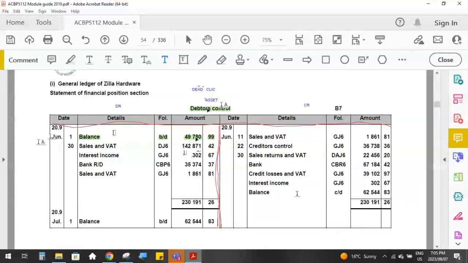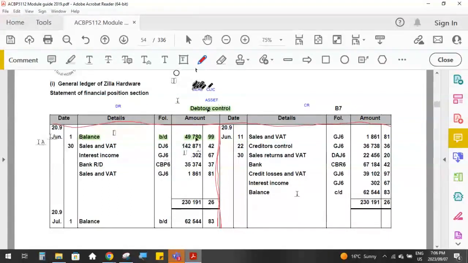So debtors control, you have to be able to identify that debtors control is an asset so that you can then correctly use your DEAD CLIC, where assets, DEAD, assets, increase on the debit side. Remember, the D at the beginning stands for debit, and these EAD are the accounts that increase on the debit side: expenses, assets, and drawings.